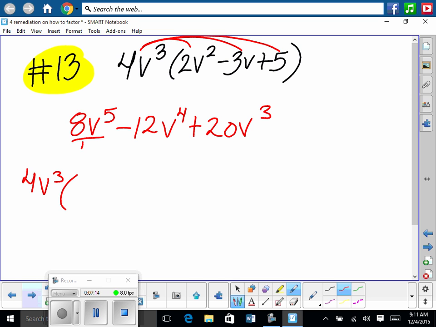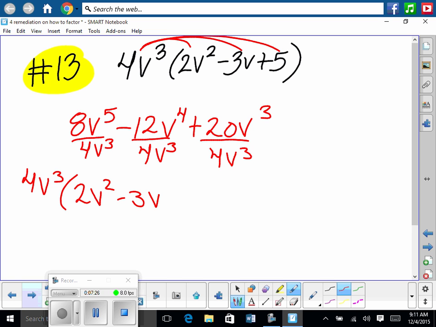Now I'm writing what's left on the inside by dividing by what we pulled out. So then we have 2b squared minus 3b. And then we have 5b cubed divided by b cubed is 1. Is everybody making some connections here now?